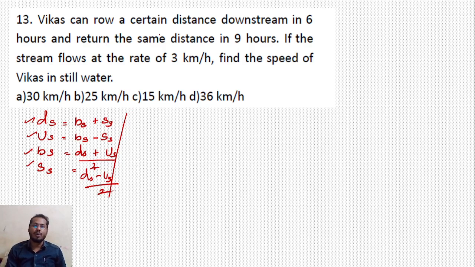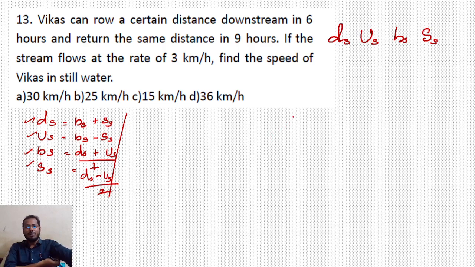Vikas can row a certain distance downstream in 6 hours and return the same distance in 9 hours. This is not a basic formula question. This is a little bit advanced question. Always write this first: downstream speed, upstream speed, boat speed, stream speed. Everything is speed.